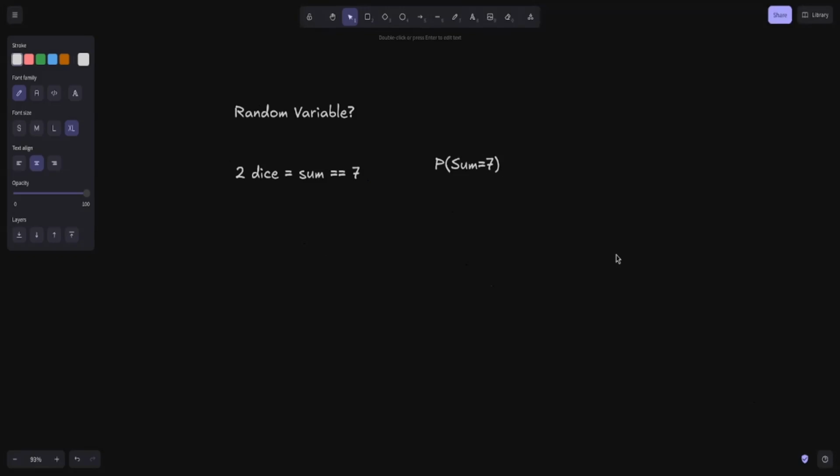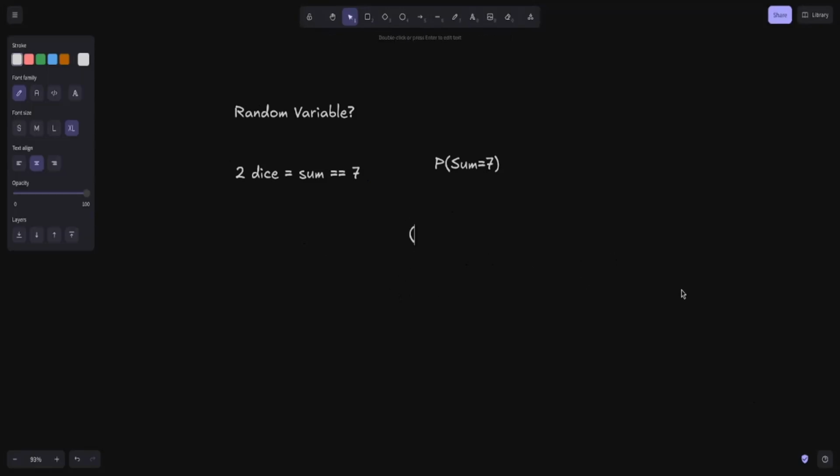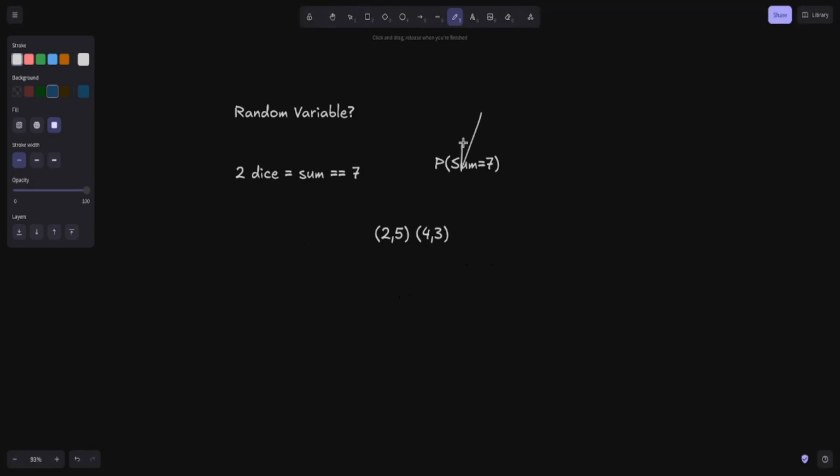Are we really bothered with what the individual values are? We don't need to know if the sum is made of 2 and 5, or let's say 4 and 3, right? Here the thing, the sum, is called the random variable, as simple as that. So let there be a symbol.